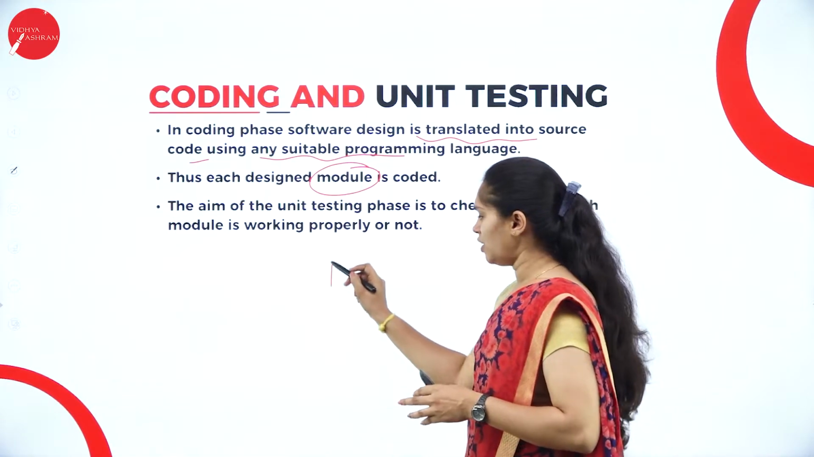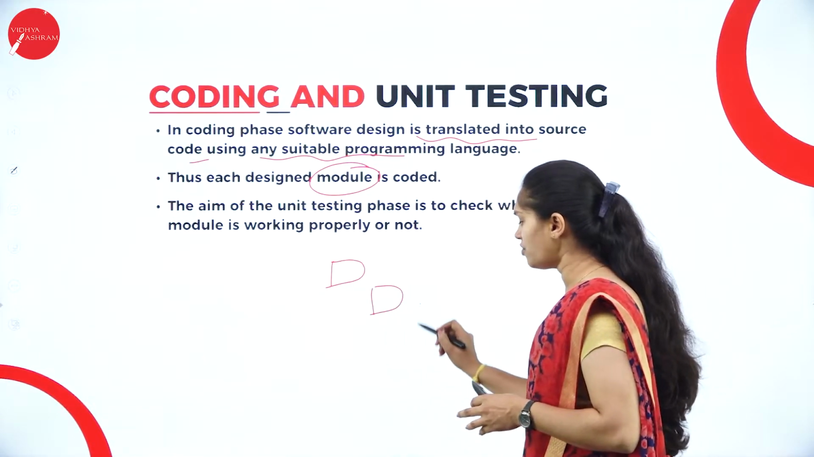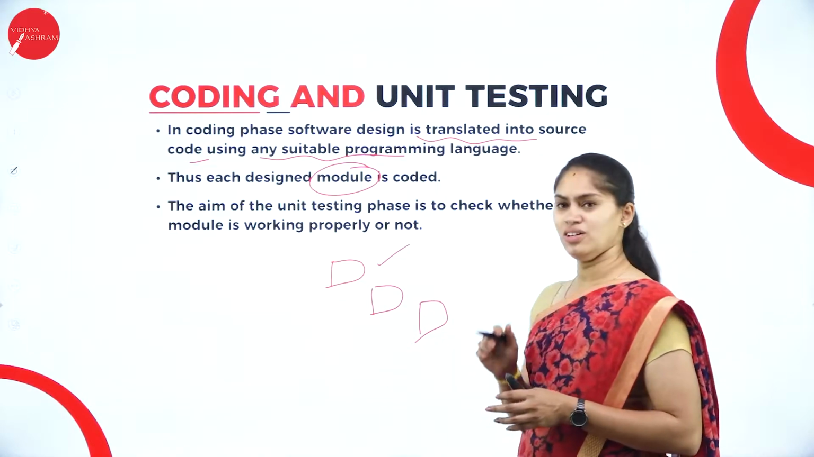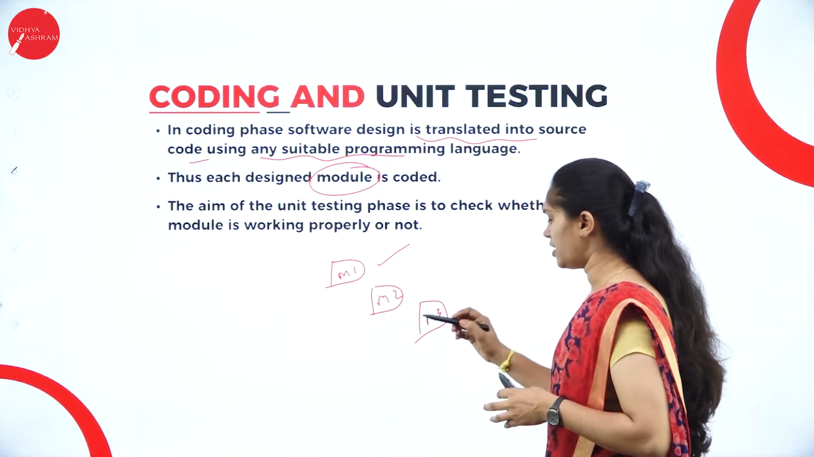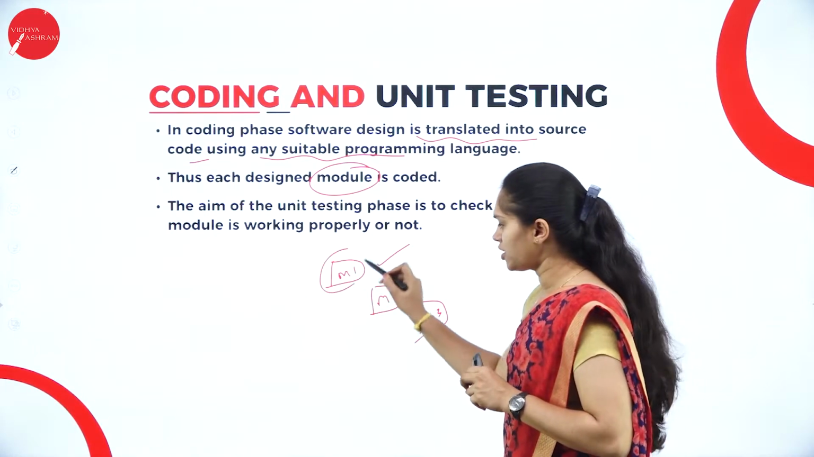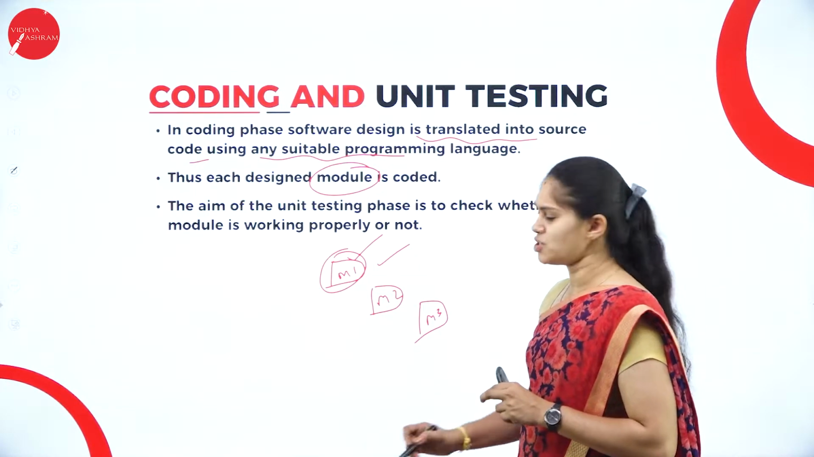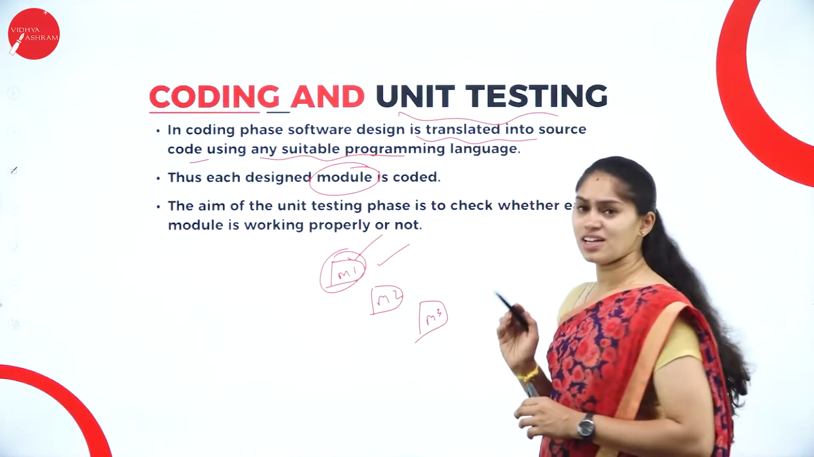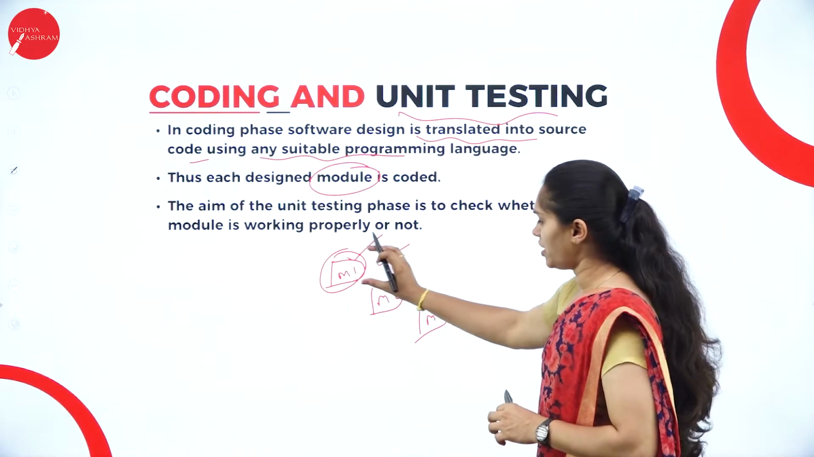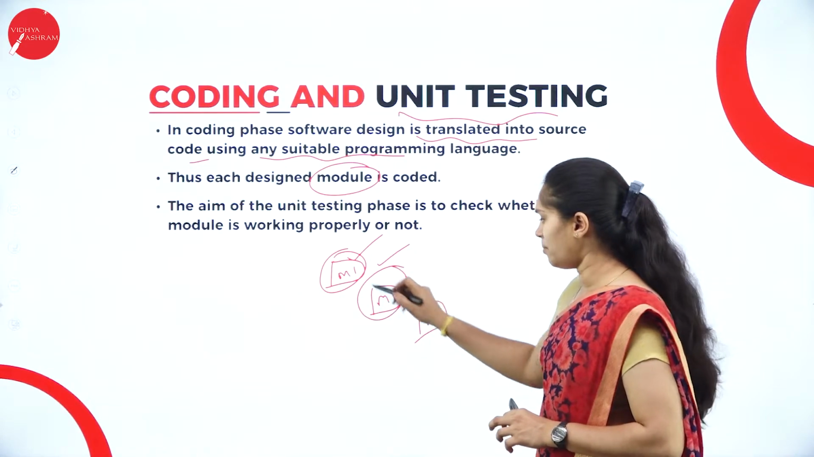For example, just imagine my project consists of 5 modules. First, I am going to develop module 1, then module 2, then module 3. Each module is going to be tested independently. If you are testing each module independently, then we call that unit testing. Each unit or module is tested independently.